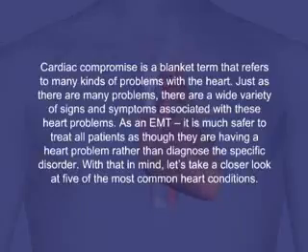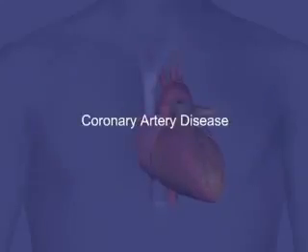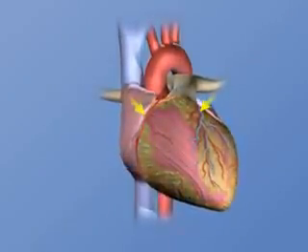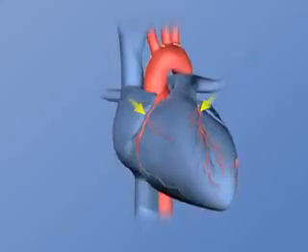With that in mind, let's take a closer look at 5 of the most common heart conditions. Coronary artery disease. Coronary artery disease occurs when the coronary arteries are narrowed or blocked, reducing the amount of oxygen delivered to the heart. 2 conditions, atherosclerosis and arteriosclerosis, commonly cause the narrowing or blockage of arteries.